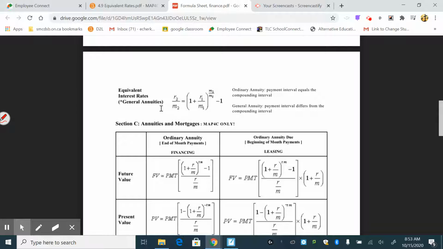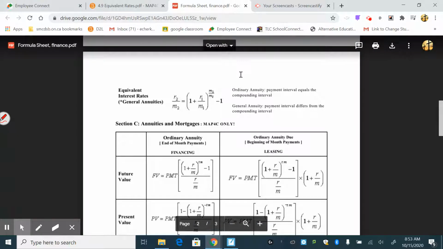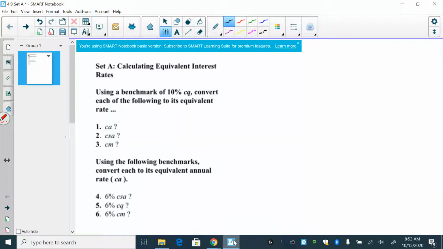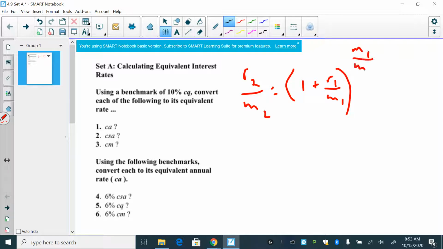So equivalent interest rate. Right here, this is what you're doing. You're solving for R2, the new rate with the new compounding period. You can see these subscript twos. The subscript two means the new one. The subscript ones is the original rate and the original compounding period. All right, so let's copy that out over here. We've got R2 over M2, those are the new ones, equals bracket 1 plus R1 over M1, that's the original, all to the exponent of M1 over M2, minus 1. So we're solving for R2.